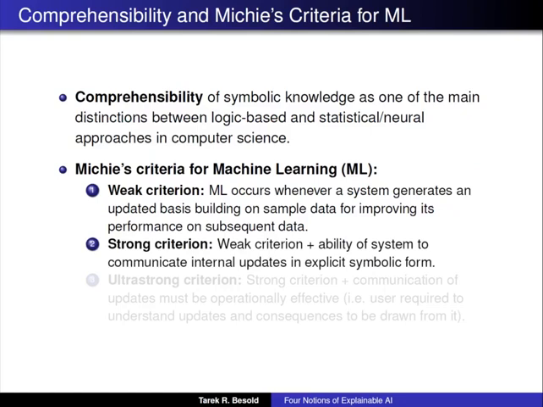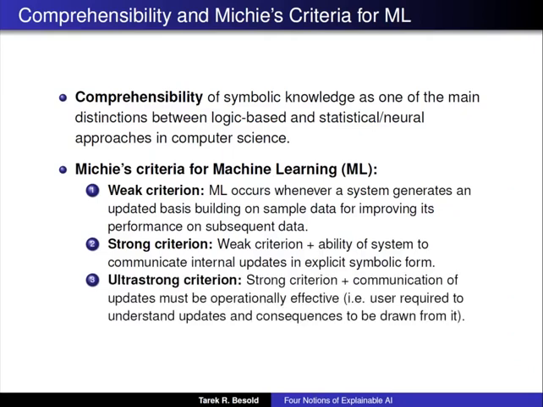Where it gets more interesting is the strong criterion. So a machine learning system meets the strong criterion if it fulfills the weak one, and in addition, it has the ability to communicate the internal updates in an explicit symbolic form. So you might be running a connectionist network or something like that, but there is some symbolic, explicit communication of what changed from one point in time to the other. Emphasis on some symbolic communication.